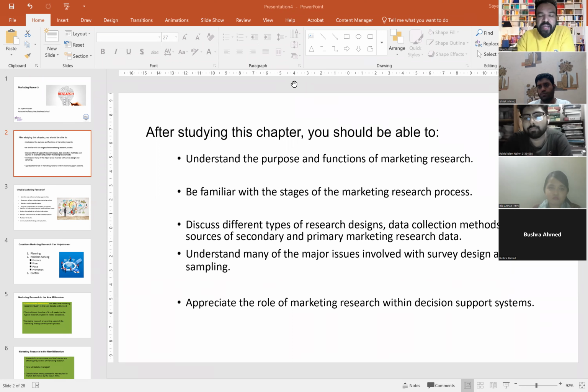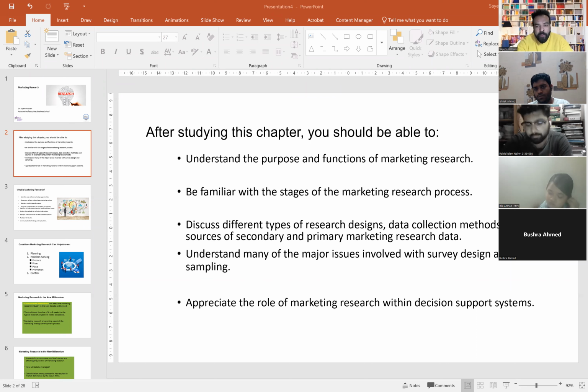Especially the very large and successful organizations are spending heavily on their research and innovation, because they know that only research and innovation can give them advanced knowledge of what is happening in the marketplace, right?